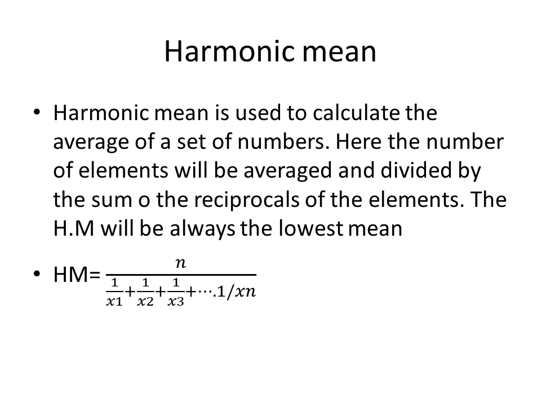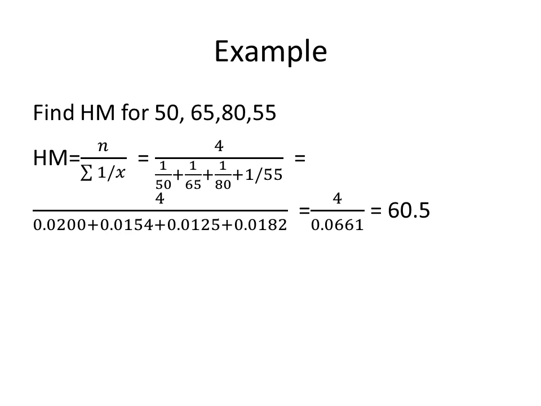For example, 1, 2, 3, 4 are the numbers. So 4 numbers are there, n is 4. How do you calculate? 4 divided by 1/1 + 1/2 + 1/3 + 1/4. That is your HM. So let us go with the example.